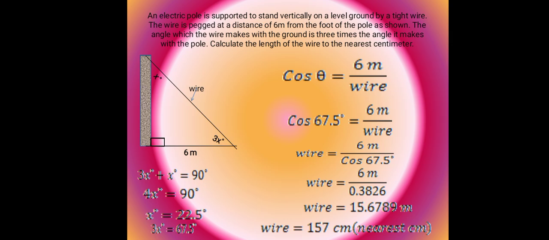The length of the wire is 6 meters all over cos 67.5. So solving, we get the wire is 15.6 meters, which is equivalent to 157 centimeters, to the nearest centimeter.